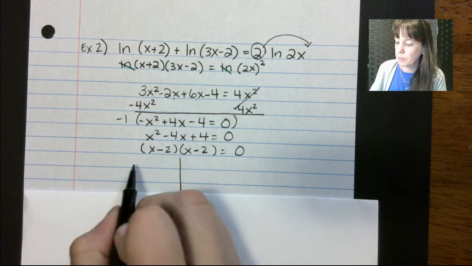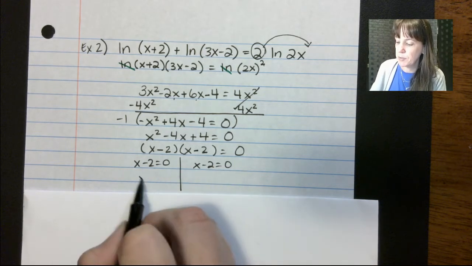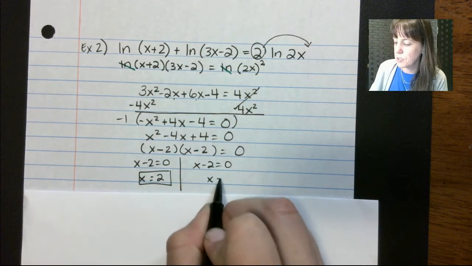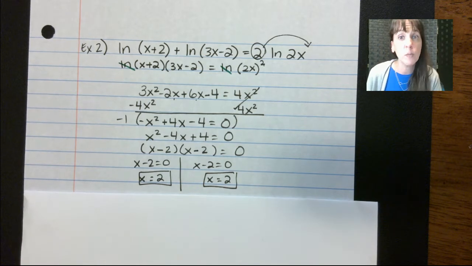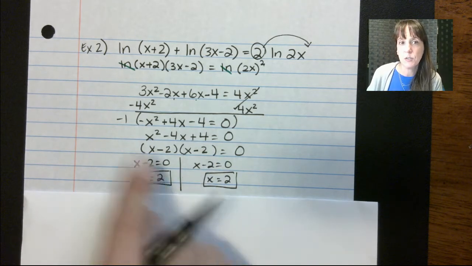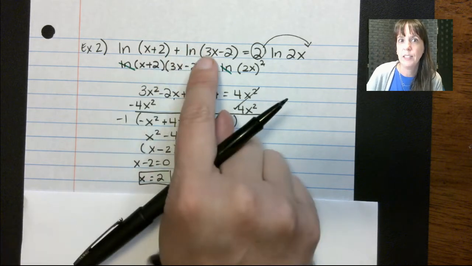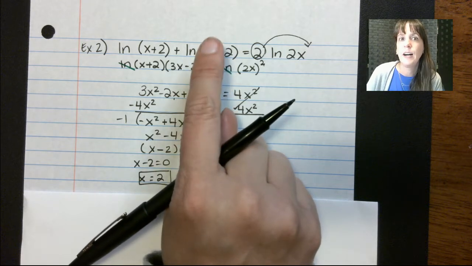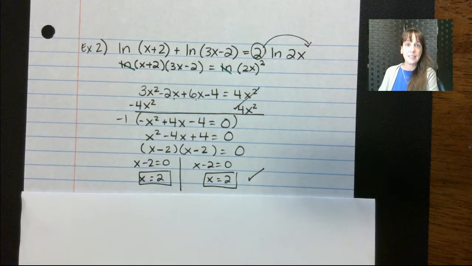Using our zero product property, we get x minus 2 equals 0, x minus 2 equals 0. If we solve both of those, we get the same answer. So we have 2 answers, it just happens to be the same: x equals 2, x equals 2. Now these are potential answers, or it's a potential answer. We have to go back and plug it in. If we take this 2, 2 plus 2 is 4. That's a positive number, so it's okay. 3 times 2 is 6, minus 2, that's 4. That is also positive, so these work. So our answer is x equals 2.